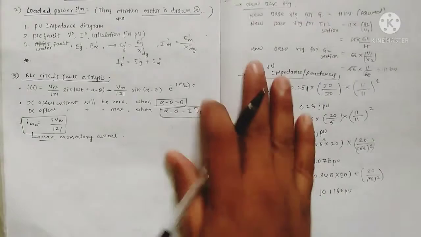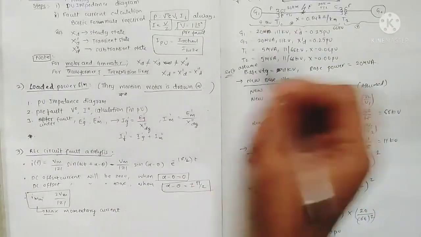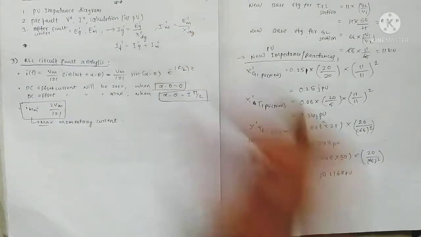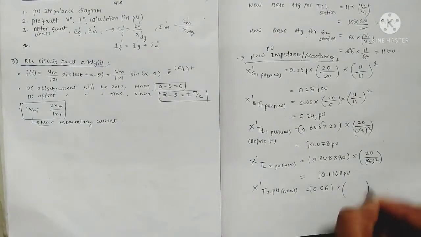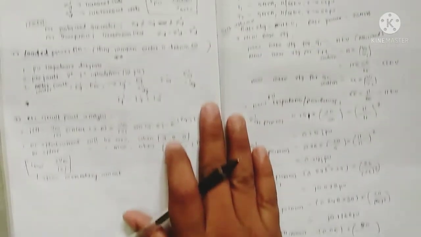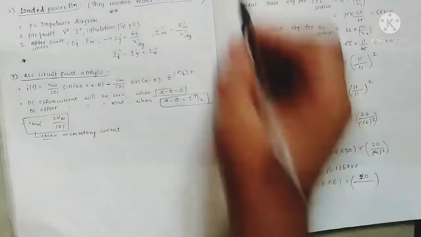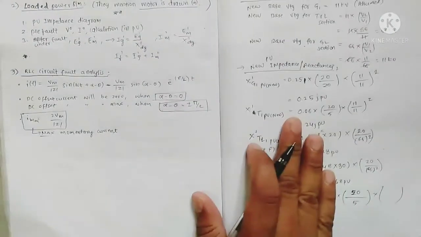For X dash T2, the per unit value is given as 0.06. That is 0.06 multiplied by the new base power, which is 20, divided by the old base power of T1, which is 5 MVA. T2 is also 5 MVA, multiplied by voltage.